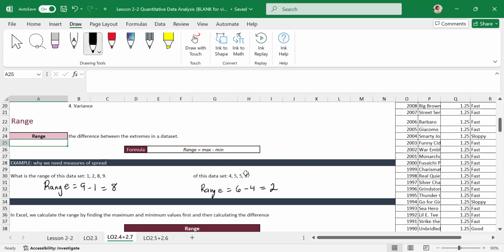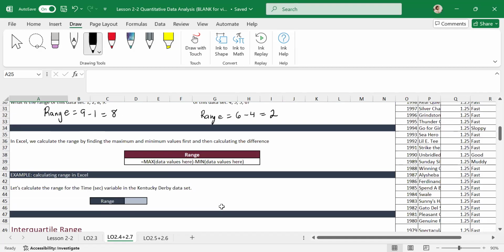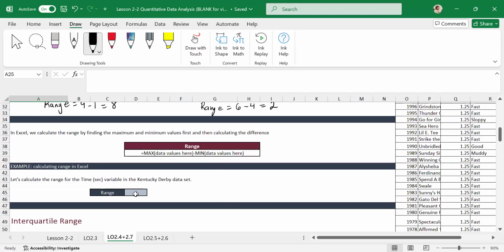And that is the purpose of the range. In Excel, there's not really one formula called the range that will find this for you. You have to find the maximum and the minimum and find the difference between them, just like we found the maximum and the minimum here and found the difference between them when we calculated it by hand. The formula for the maximum in Excel is max, and the formula for the minimum is min.